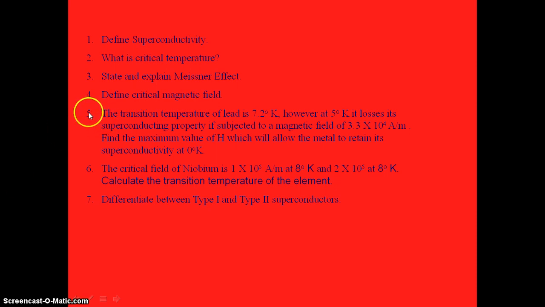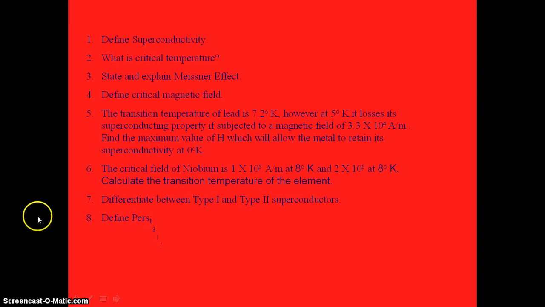So here question 5, it consists of 7 marks. Question 6, again it consists of 7 or 8 marks. Then 7th question, differentiate between type 1 and type 2 superconductors. It may be of 6 marks or 7 marks, so we have to make 6 to 7 points in order to differentiate between type 1 and type 2 superconductors.